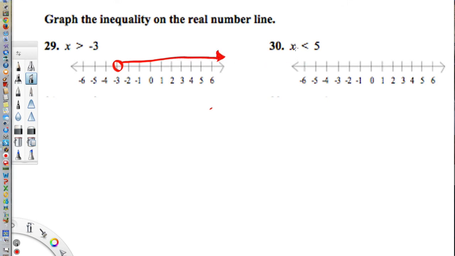And here we have x is less than 5. Okay, so I go to 5. It can't be equal to 5, so I put an open circle around it. And x can be anything less than 5, so that means that my ray would point to the left. Anything less than 5 would make that statement true.